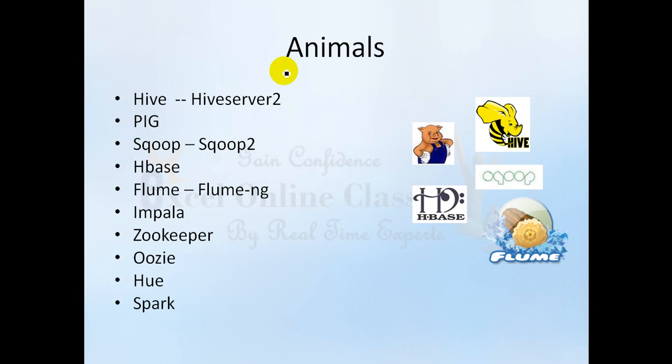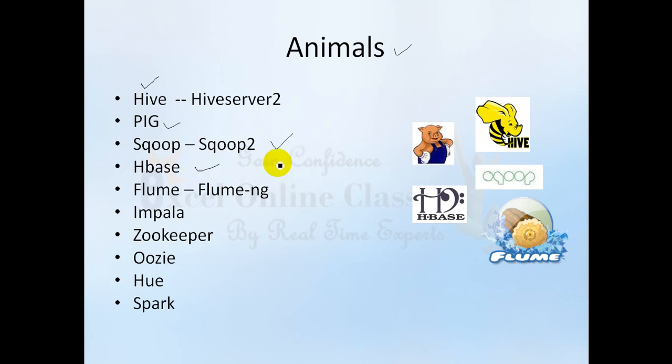So these are various animals which are available. When I say animals, I'm just using it as a figure of speech. These are called ecosystem components. Hive gives you a SQL-like interface to deal with Hadoop. Pig is a scripting language which works with Pig Latin, and Sqoop is to interact with RDBMS. So if you have some interaction between RDBMS and Hadoop, then we are going to use Sqoop. And then HBase is the one wherein we can do random reads and writes.